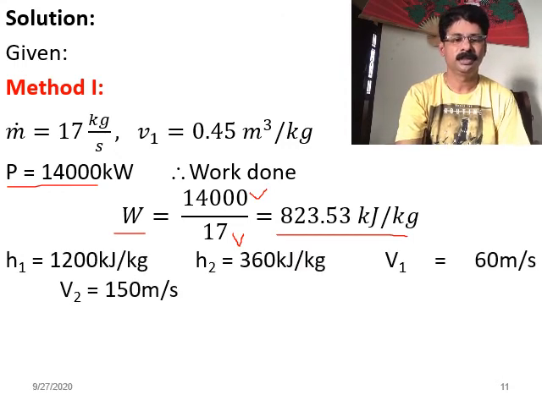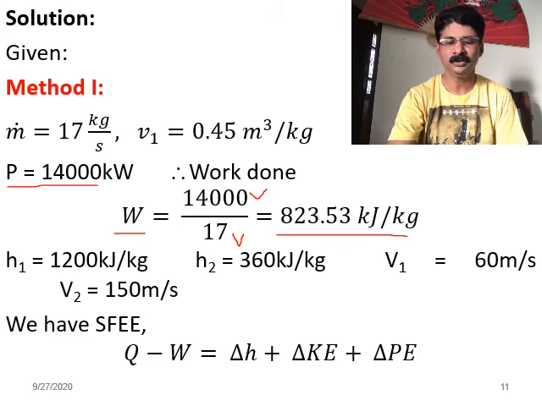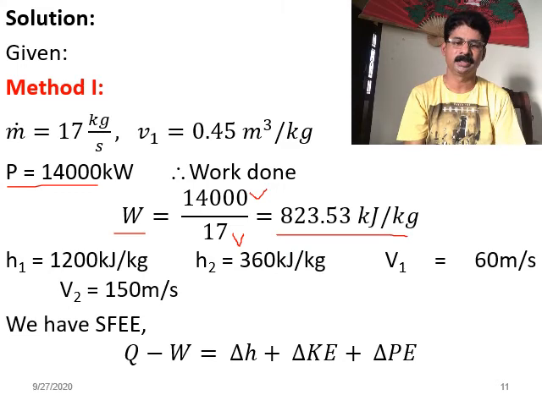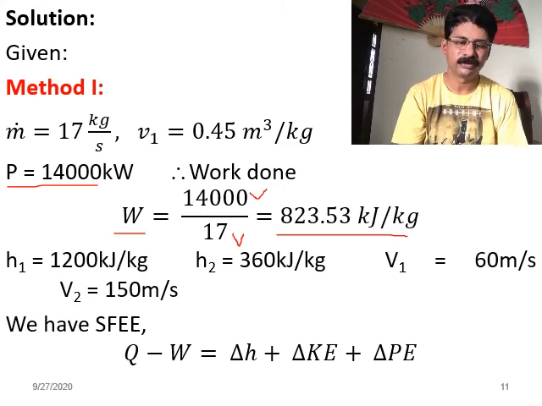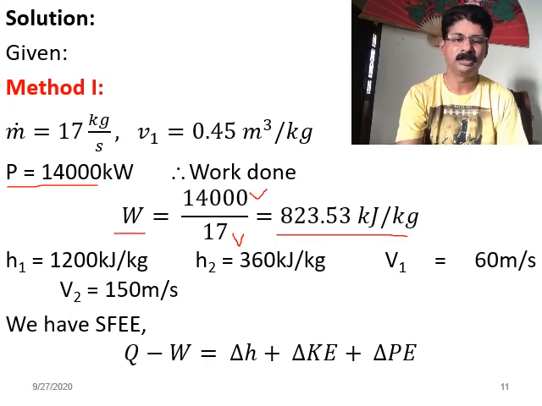Next I will show you how to use the kilojoules per second equation also. Now H1, H2, V1, V2, all those things are given. The steady flow energy equation is Q minus W equals delta H plus delta KE plus delta PE. There is no dot for Q, there is no dot for W, and I did not multiply the right hand side by m dot. That's the difference. Here all the terms should be in kilojoules per kg, so W also I converted into kilojoules per kg first. Next, delta H, delta KE, delta PE, let us calculate individually.